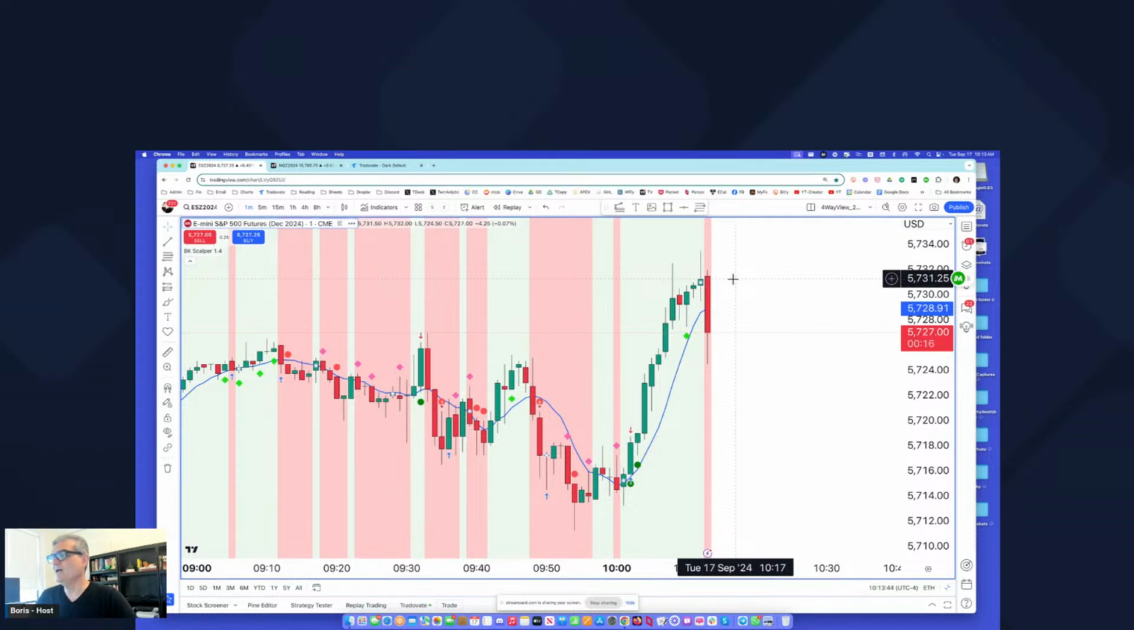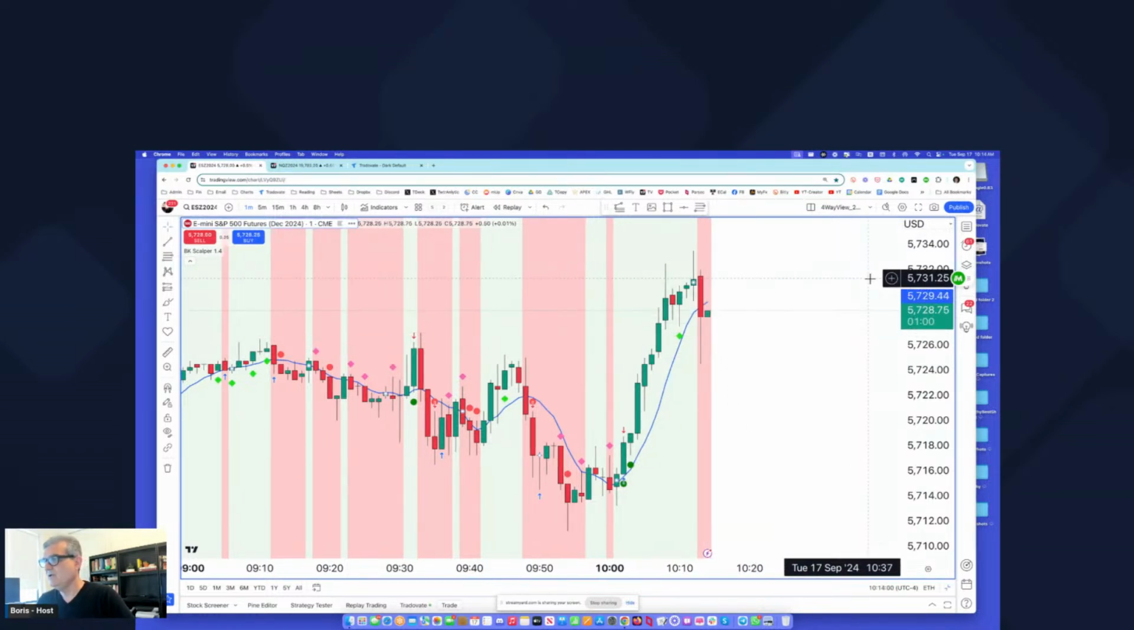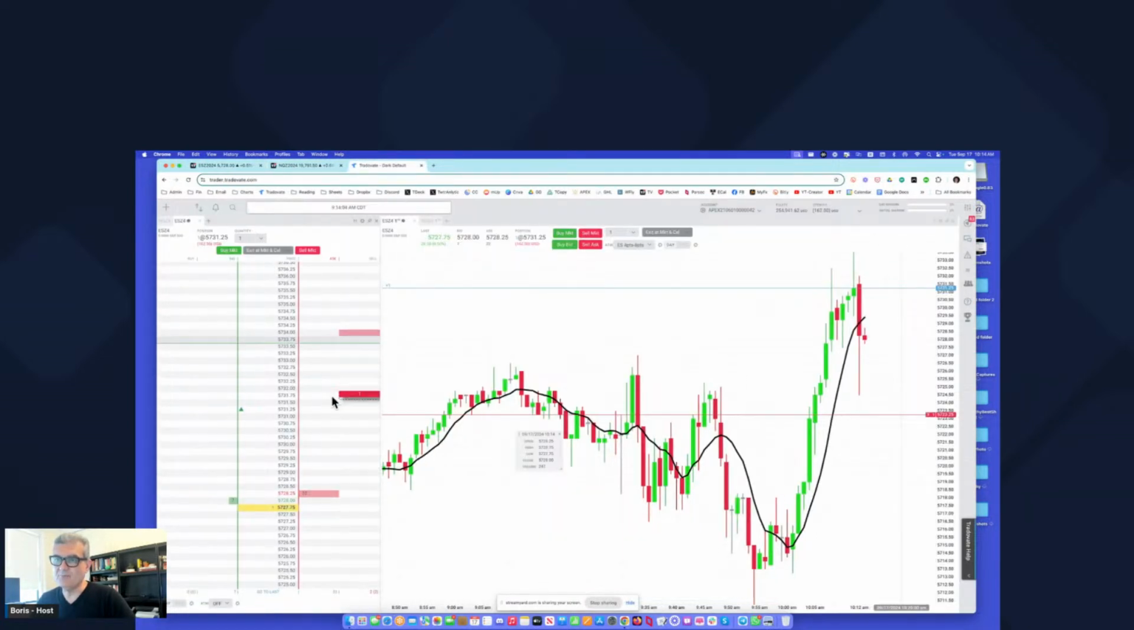Now, I hate not showing you winning trades, but I actually think it's much better for me to show you scratch trades, because winning trades are easy, but scratch trades are very, very important to understand. So now I'm in a red zone. Let's see if it stays in the red zone. It does. And that means I'm going to go back now and put myself to break even.